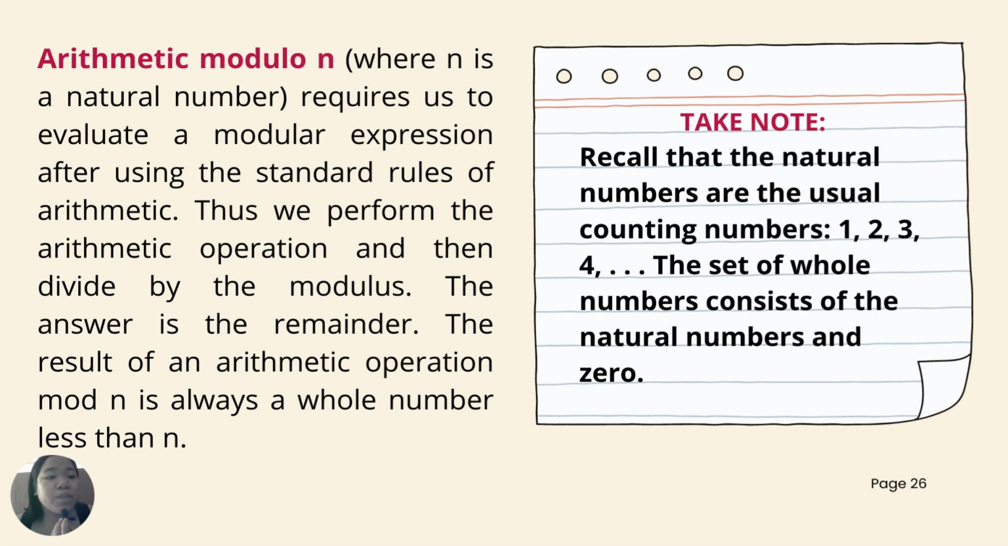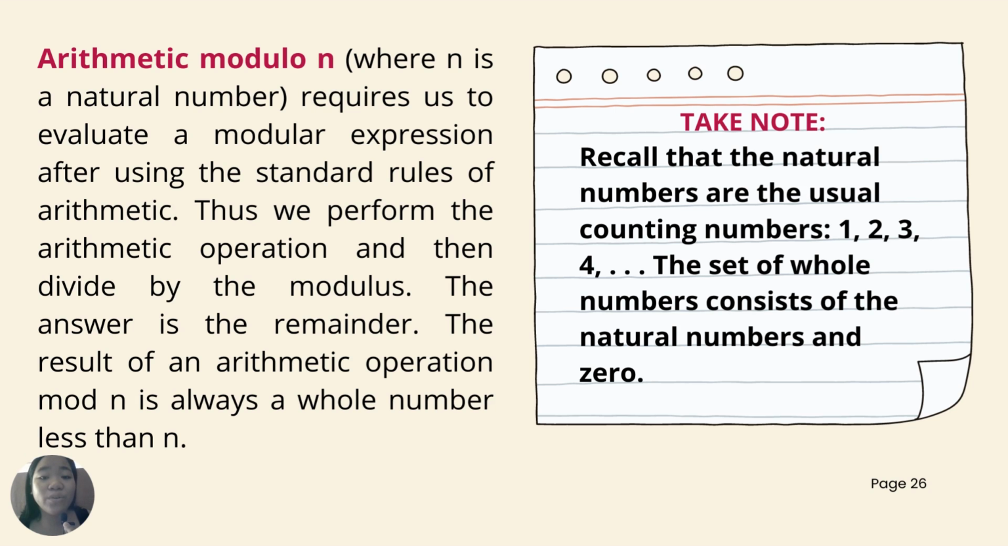Arithmetic modulo n, where n is a natural number, requires us to evaluate a modular expression after using standard rules of arithmetic. Thus, we perform the arithmetic operation and then divide by the modulus. So the answer is the remainder. The result of an arithmetic operation mod n is always a whole number less than n.